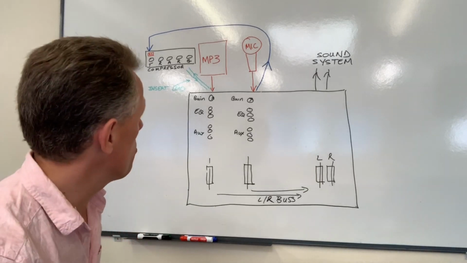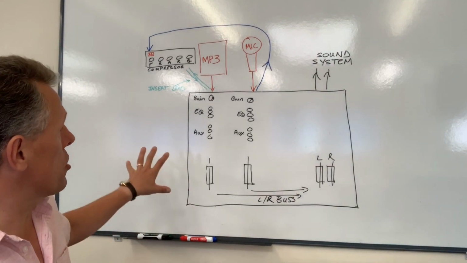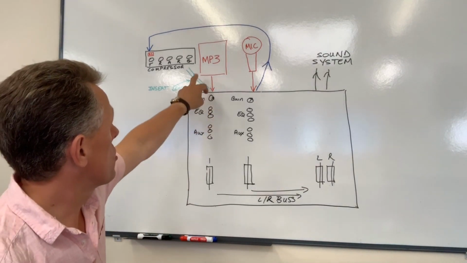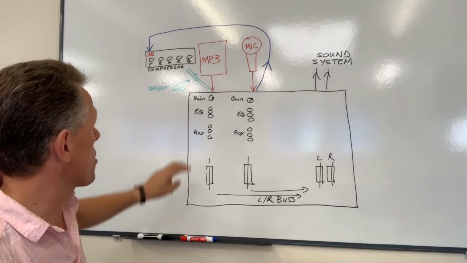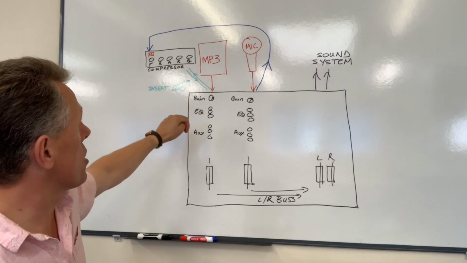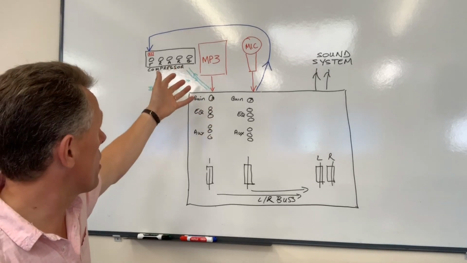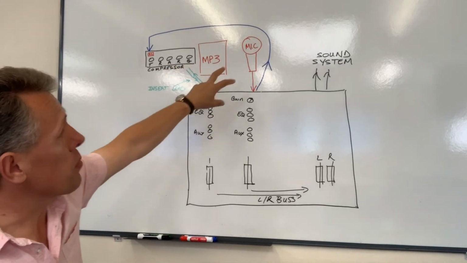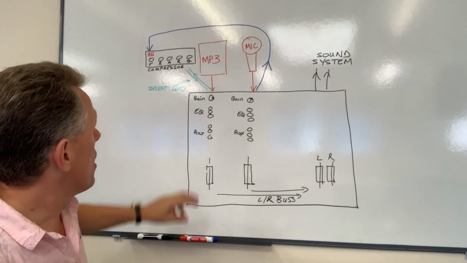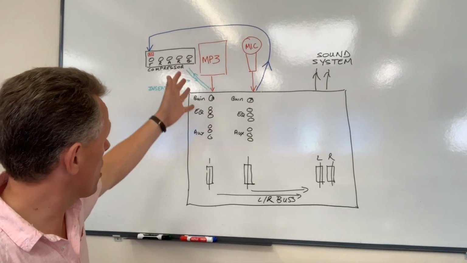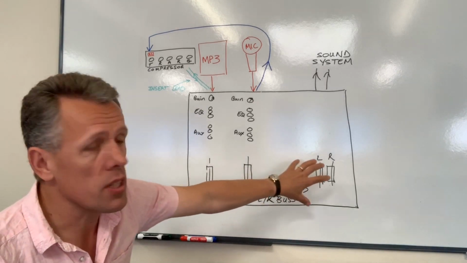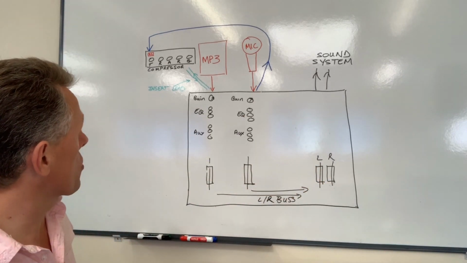So here's a simple setup showing you what we've got: two sources coming into the desk. I've got an MP3 audio source. That could be your laptop, it could be your phone, it could be a CD player, of course that's not MP3, and we've got a microphone over here. Both of these signals would come into the desk and they would be routed to the left, right and go off to the sound system.